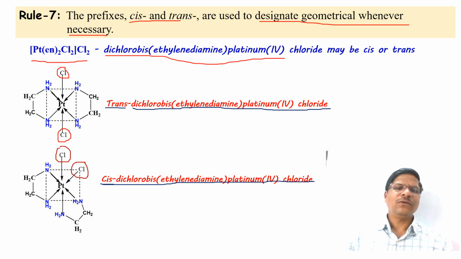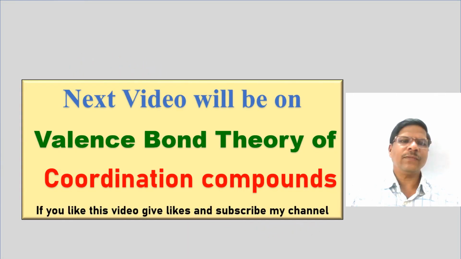So in this video lecture, we have seen how to give IUPAC names to coordination compounds. These are the IUPAC rules to name the coordination compounds. In the next video, we will learn valence bond theory of the coordination compound.